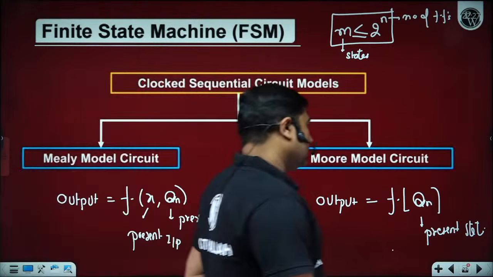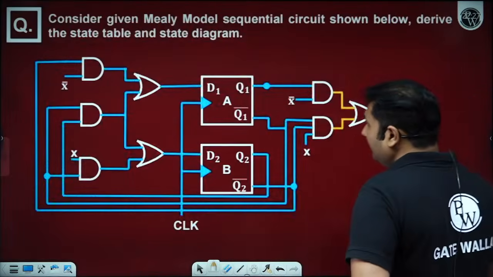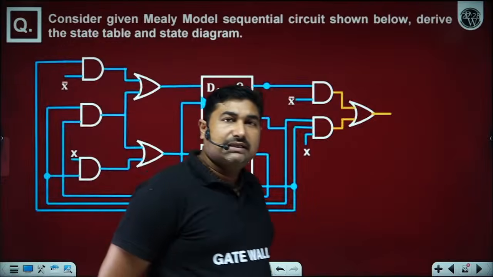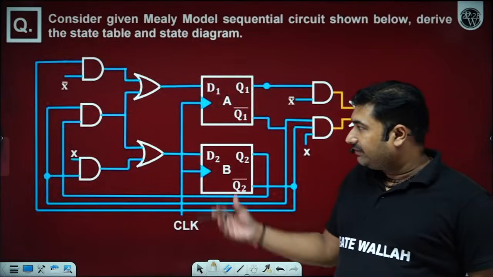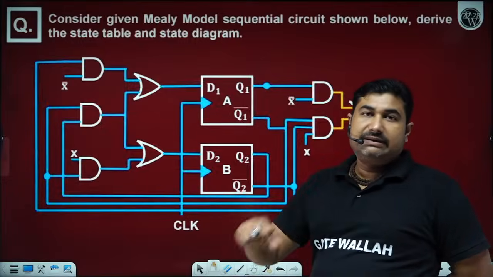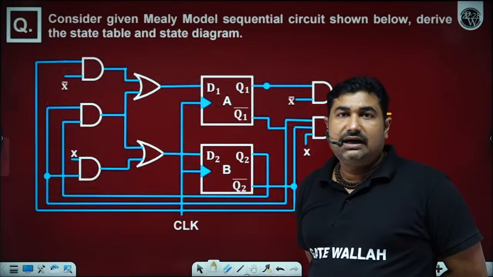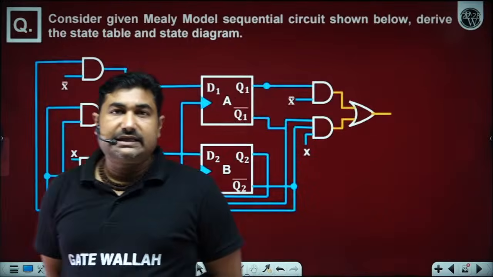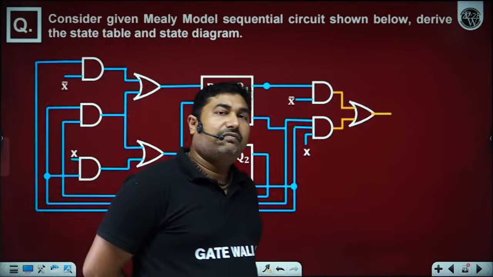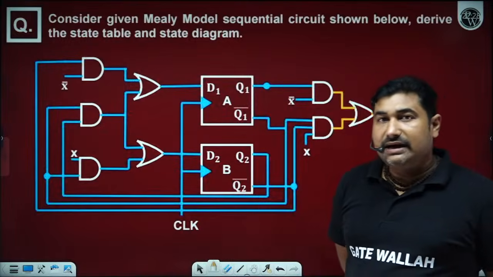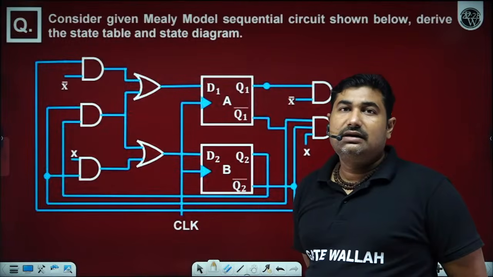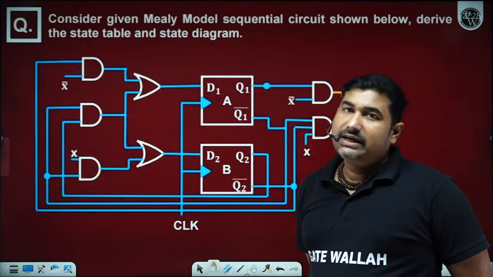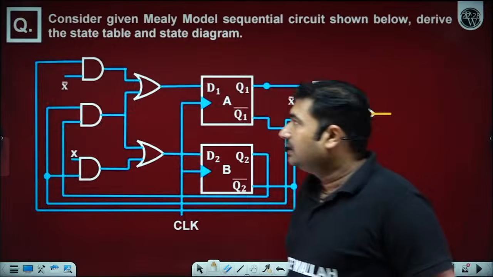Now let's try to understand the Mealy and Moore models with the help of an example. I'm using one question first. We will discuss how to identify the output, how to design the state table, and then we will see the state reduction technique and state diagram. Later on, we are going to design the desired sequence detector by using the Mealy or Moore model. Is it okay? Yes, sir.